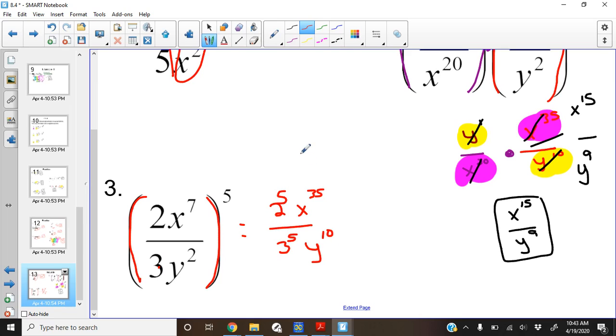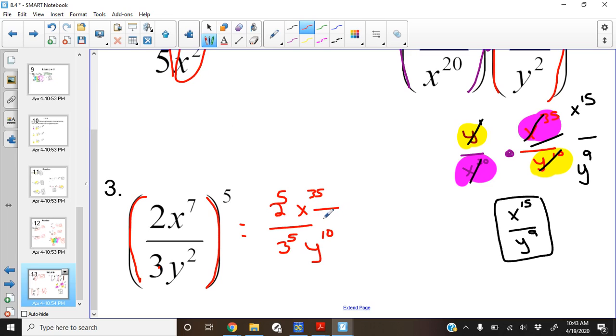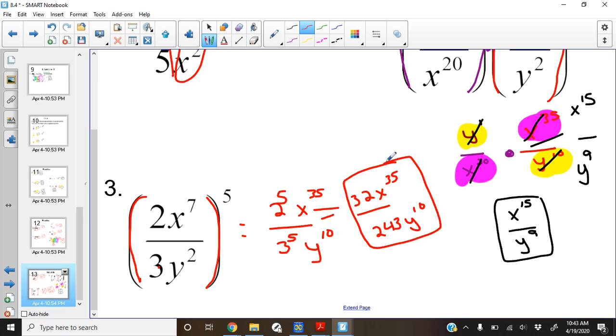So you can just go ahead and type those into your calculator. I'm not going to make you do those out, but if we were to multiply them, 2 to the 5th, that one's not bad to calculate, is 32. So we get 32x to the 35th over, and then if you were to type into your calculator 3 to the 5th, it's going to be a little bit larger of a number, and that's 243, y to the 10. And there you have it.